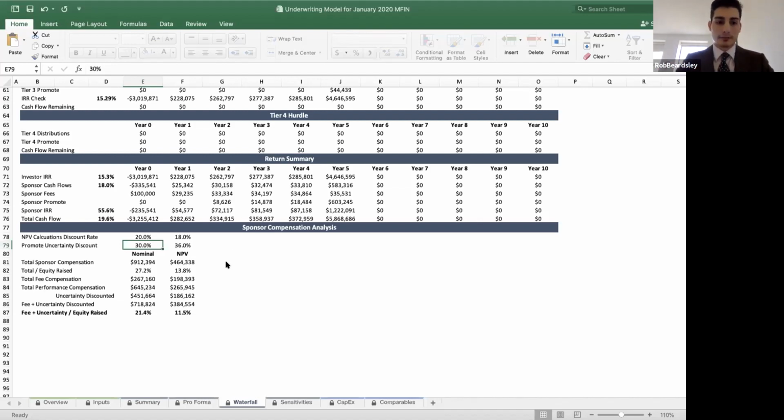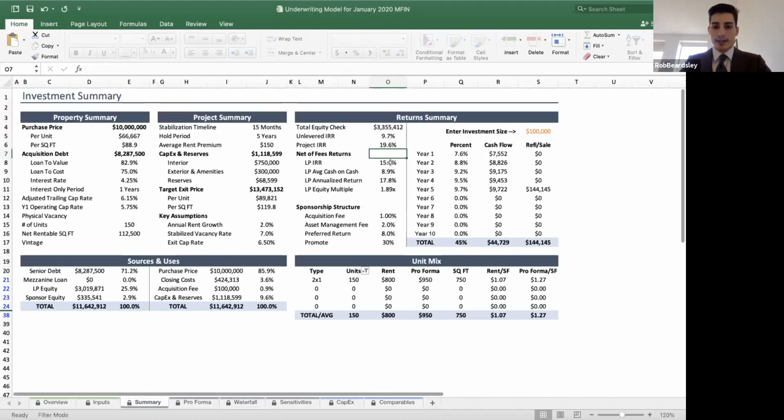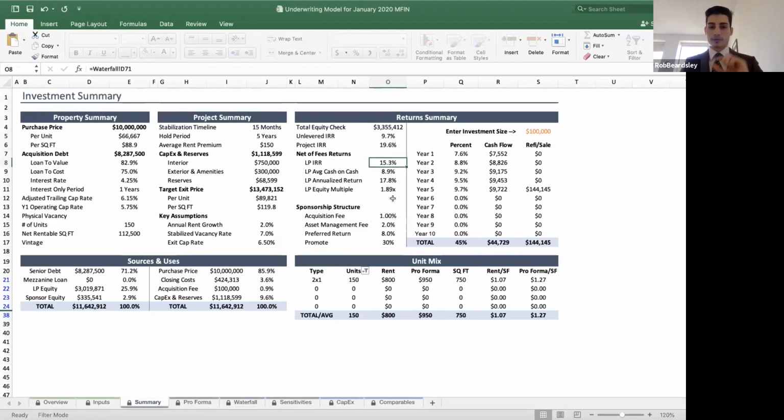And we can even do this. Let's actually play with it. So you can see the promote here in this example is $603,000 in total in year 5. So this is that cell J74. And this is based on, as you can see, investors receiving a 15.3% IRR. Well, let's just tick down the returns ever so slightly and see what happens.